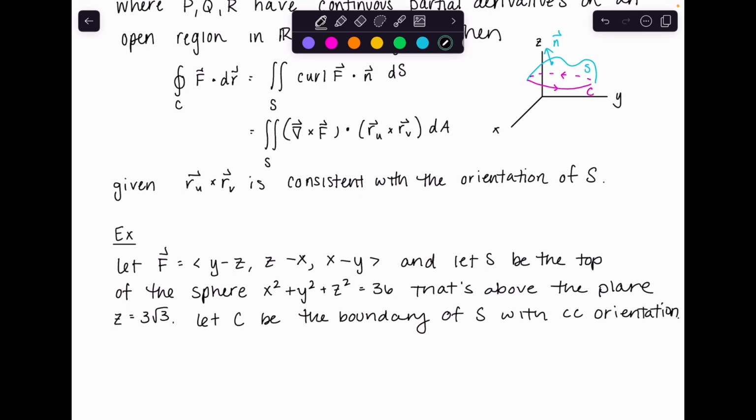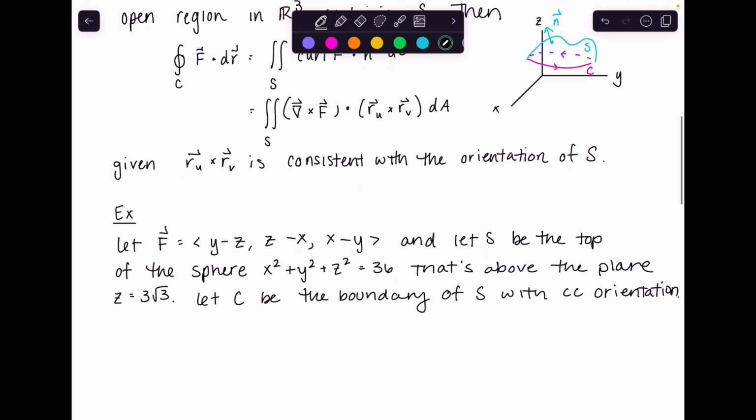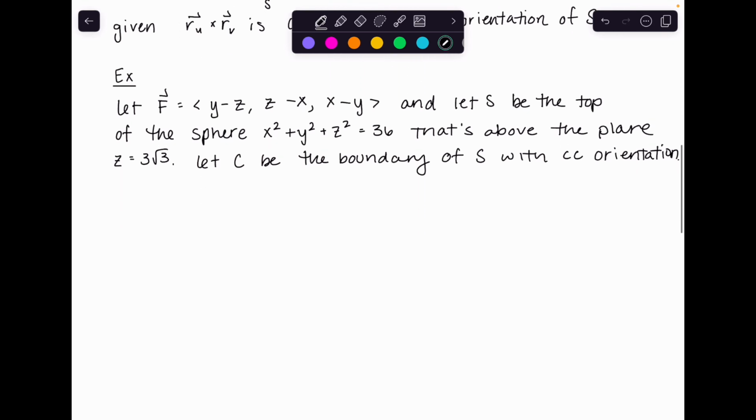So that means that the sphere also has upward or outward orientation. Okay. So the first thing we're going to do is evaluate this line integral without using Stokes' theorem. But I want to go ahead and draw this surface and this curve that we're working with.